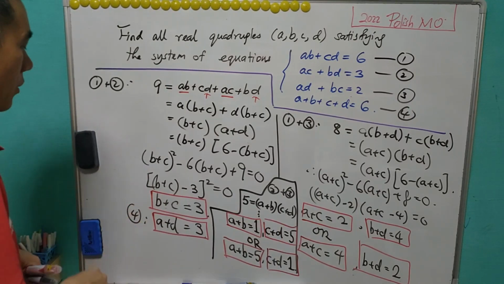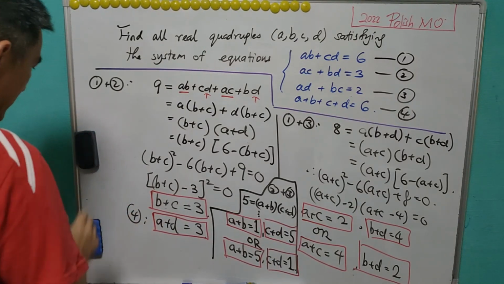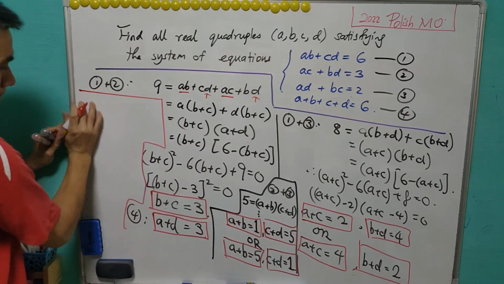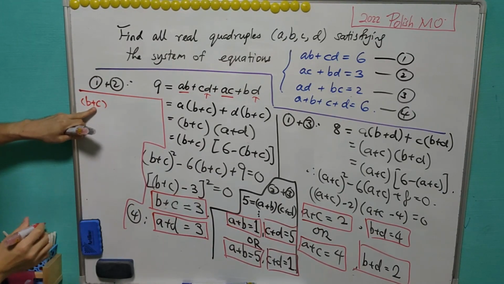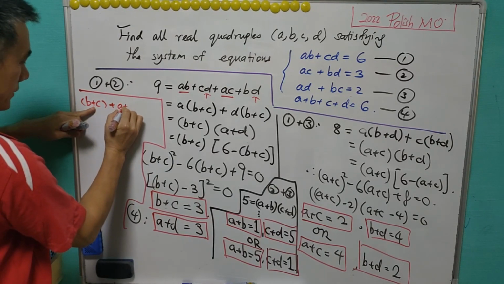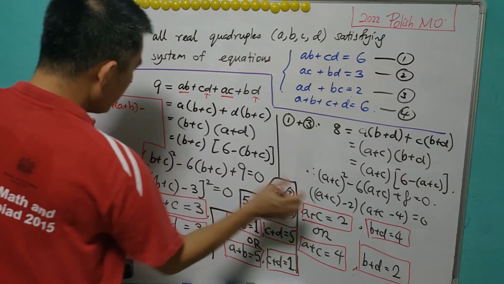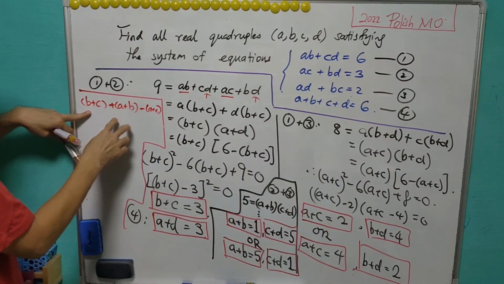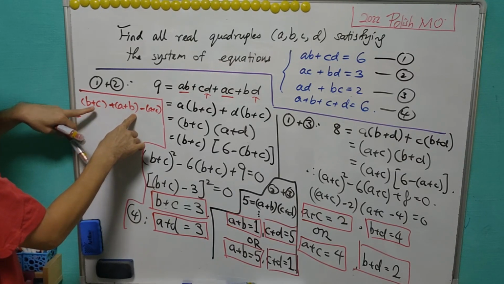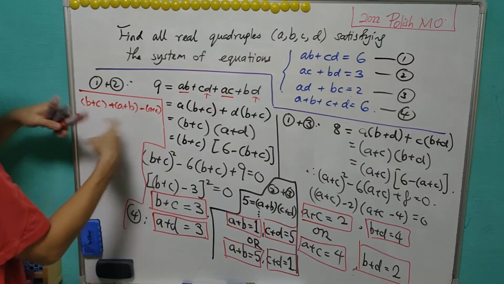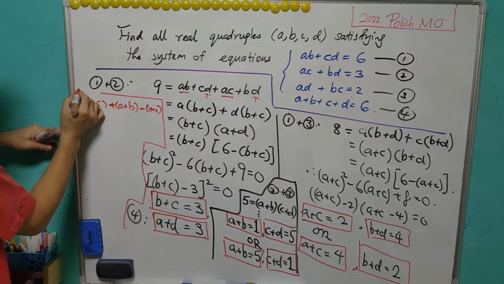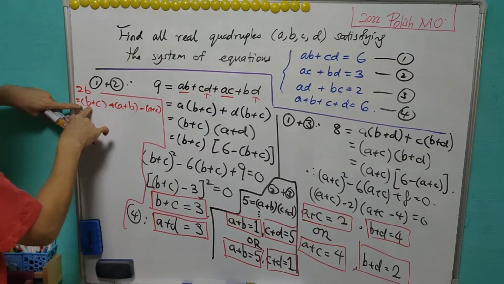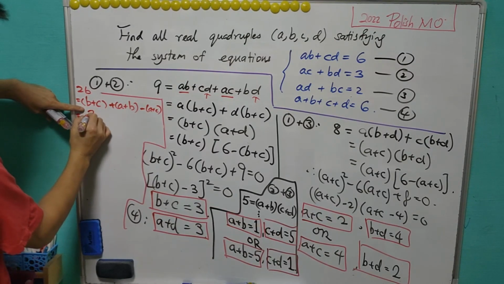We need to make sure what the values of A, B, C, and D will be. Let me continue here. Note that (B + C), which is certainly equal to 3, plus (A + B) minus (A + C)... Note that this is actually equal to 2B, as C cancels off and A cancels off. So 2B equals this.